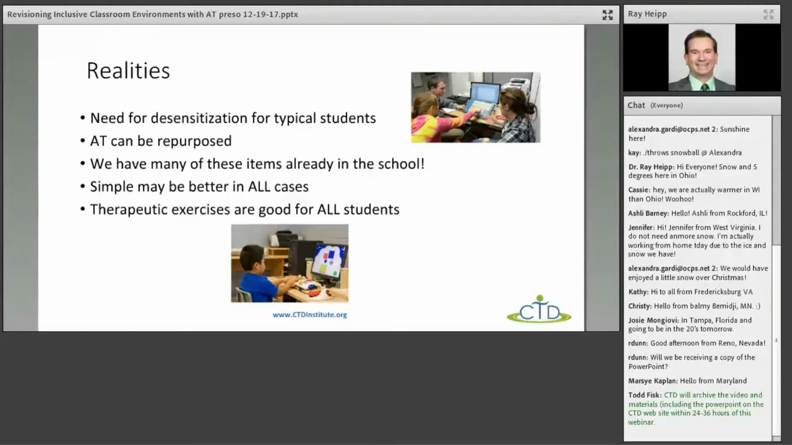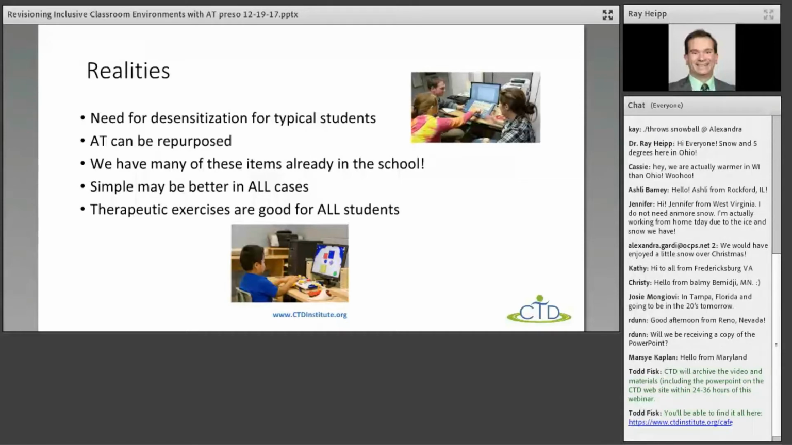And so what we're trying to do right now is desensitize these typical students to things like switches, to things like AAC devices, even to things like sensory items that allow people to calm down, that allow people to actually move away from escalating within the classroom. Those are all things that if we start at a very young age, and that's what we'll be talking about in just a few moments, they will look at AT in a vastly different way.